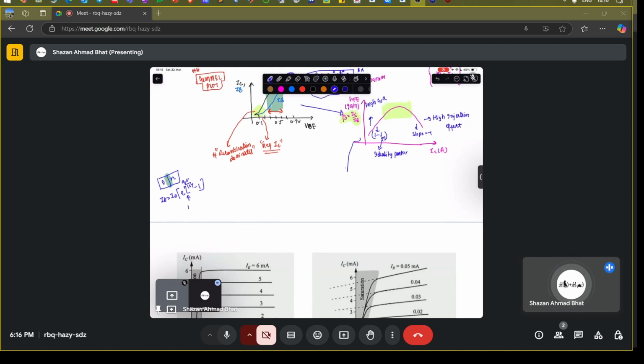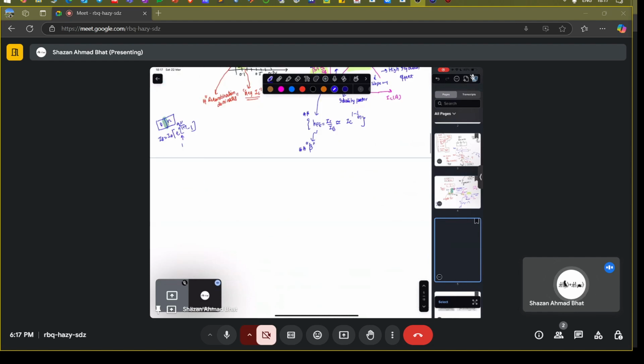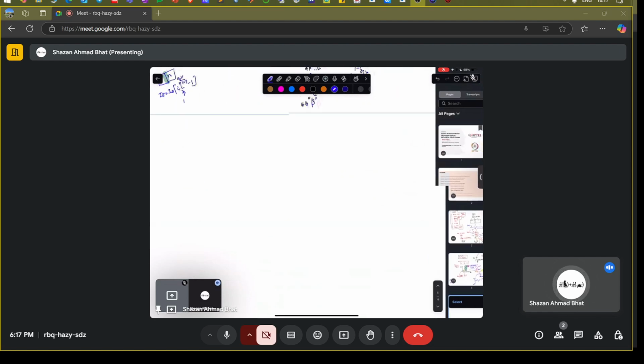And if you write the HFE, basically the beta in these particular equations, you can write HFE to be approximately equivalent to IC over IB, which can be shown to be approximately equivalent to IC times 1 minus 1 over m. So you can approximately write it in this particular form. With this, HFE is something called beta. So this is the current gain factor in this particular transistor.